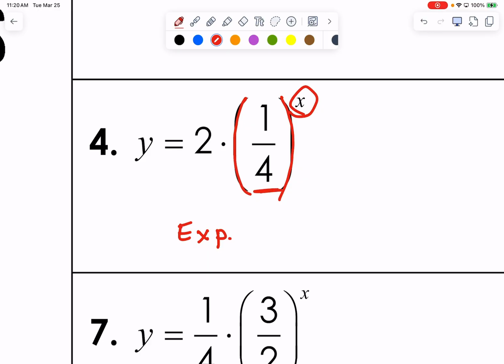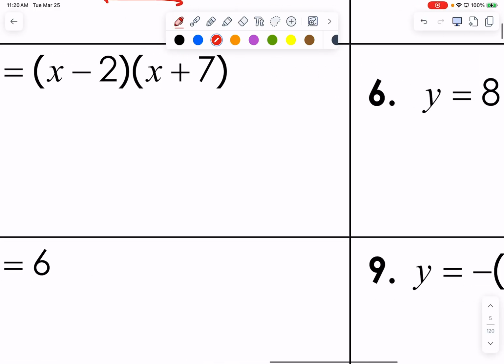Decay. So if it's less than 1, 1/4 is less than 1. So this is decay. So this is going to be an L curve. If you don't want to put decay, you can put L curve. If you don't want to put growth, you can put J curve. I'll let you do decay or L curve. I'll let you do growth or J curve. You can do either or. Is that okay?